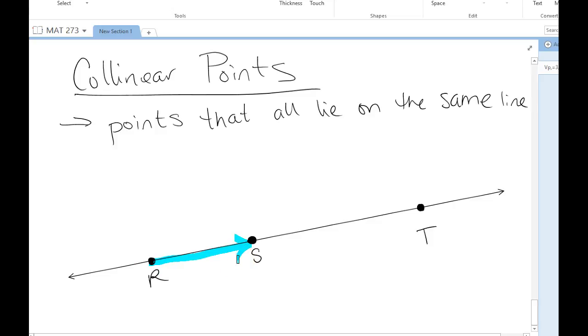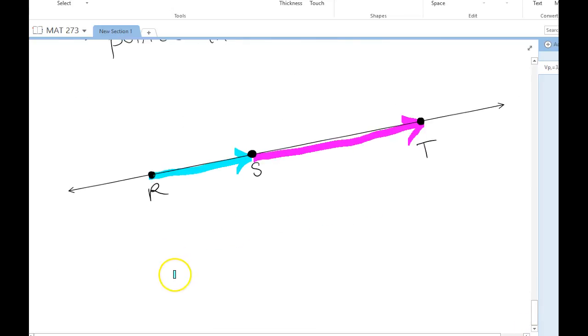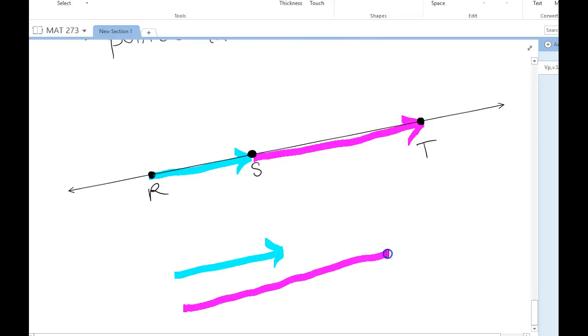What's another vector we can make? Anything. ST. We can also make ST. If we move those vectors around, here's RS, here's ST. How would you describe the relationship between those two vectors? They are parallel. Any vector that you can make with those 3 points is going to be parallel to every other vector.